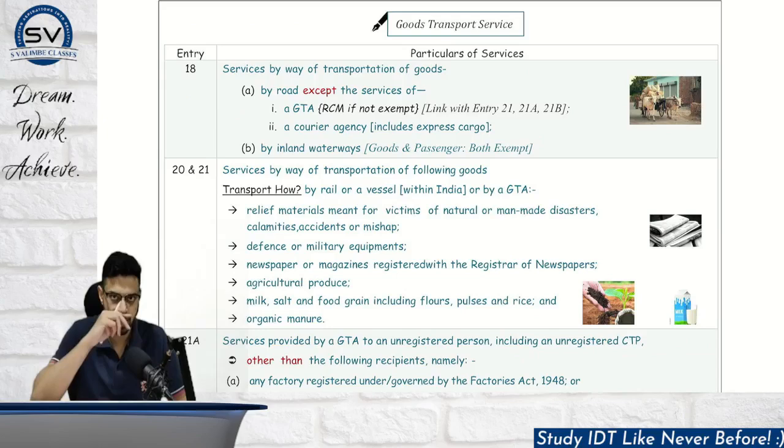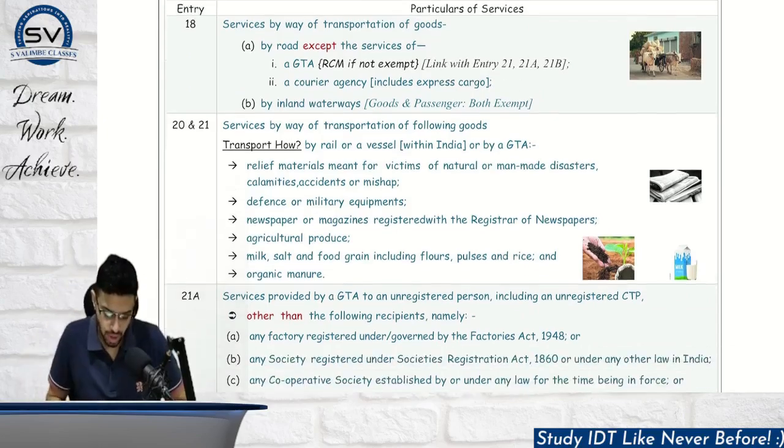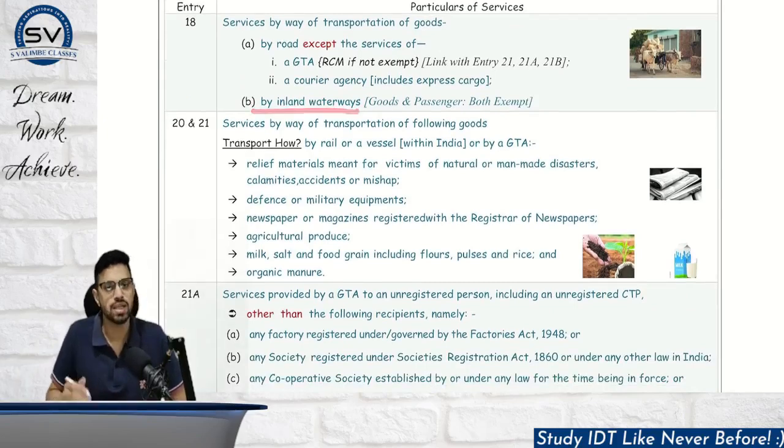You must be remembering the RCM provisions that we studied in the GTA context. Second, inland waterways. So basically we can say transportation of goods as well as transportation of passengers by inland waterways.